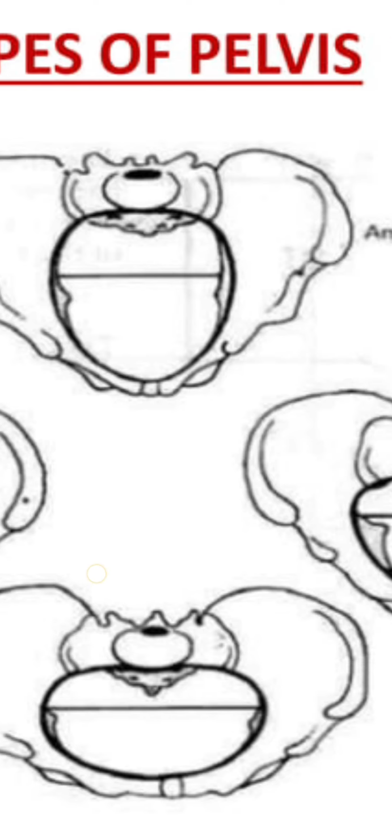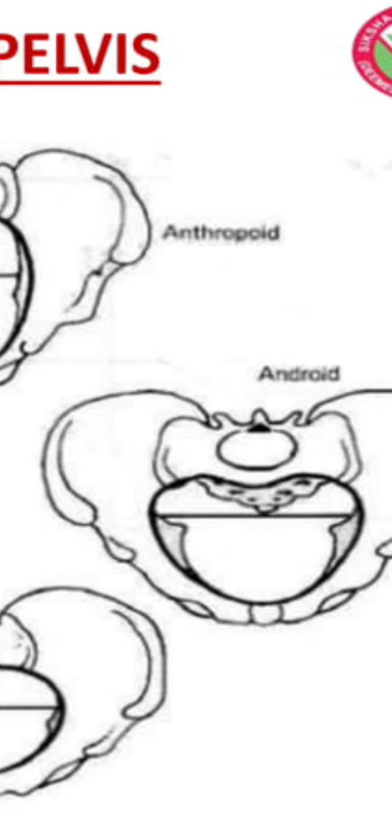And the next is the android pelvis, which is the male pelvis. It has a heart shaped brim. The anterior posterior diameter is shorter because they don't have to do childbirth. The transverse diameter is wider. It is very difficult to do childbirth since their diameter is like this.